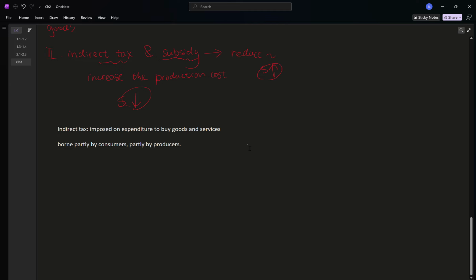But how is it possible that the consumer has to pay the tax and the producer has to pay the tax as well? We're going to understand why both consumers and producers are responsible by graph. And graph is a very helpful and important way to understand indirect tax and subsidy.